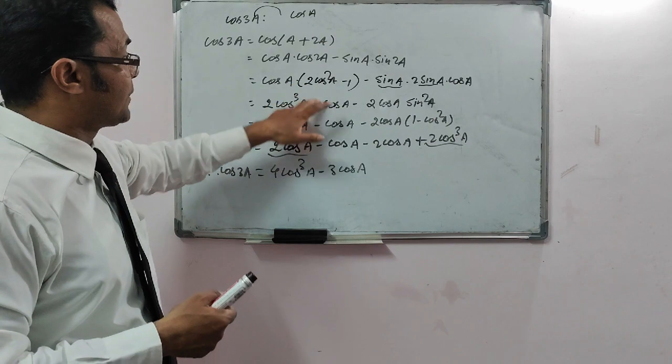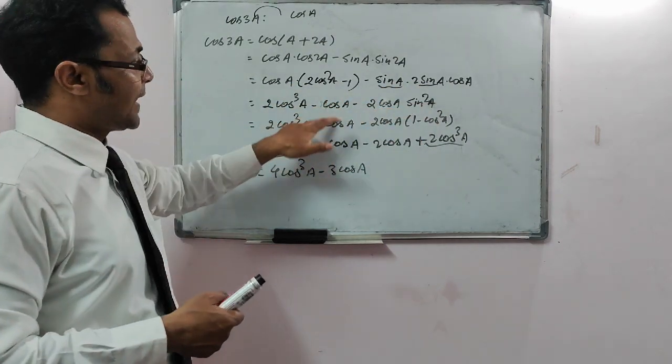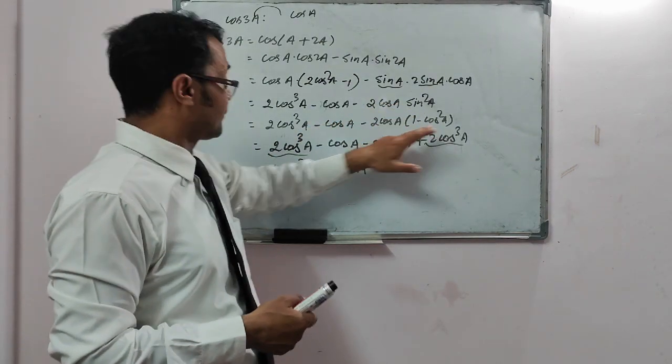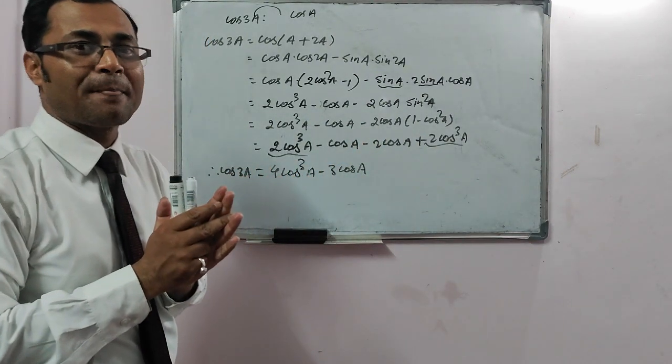Alright, so just multiplication over here. 2 cos A remains as it is. This sine square, this as it is. 2 cos A, and here 1 minus cos square A. Just multiplication, 2 cos A plus 2 cos cube A. And finally we added them.